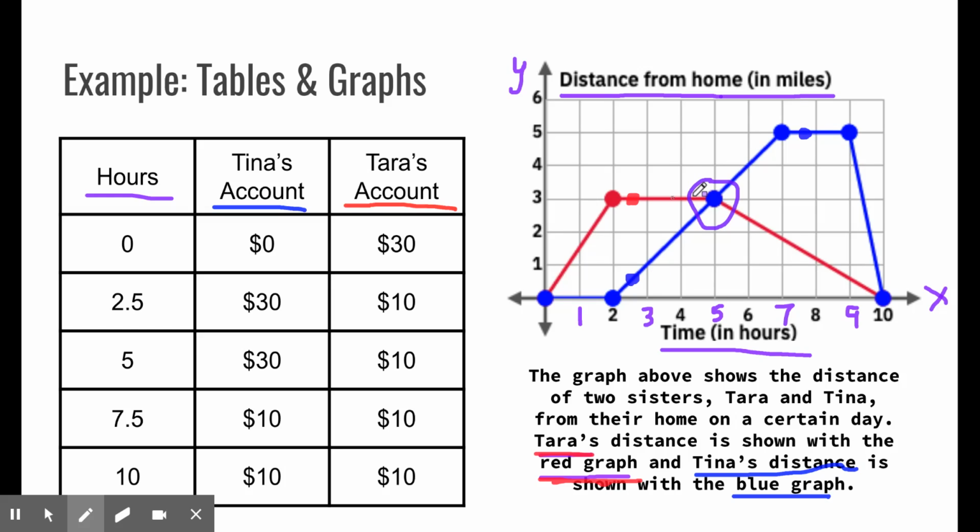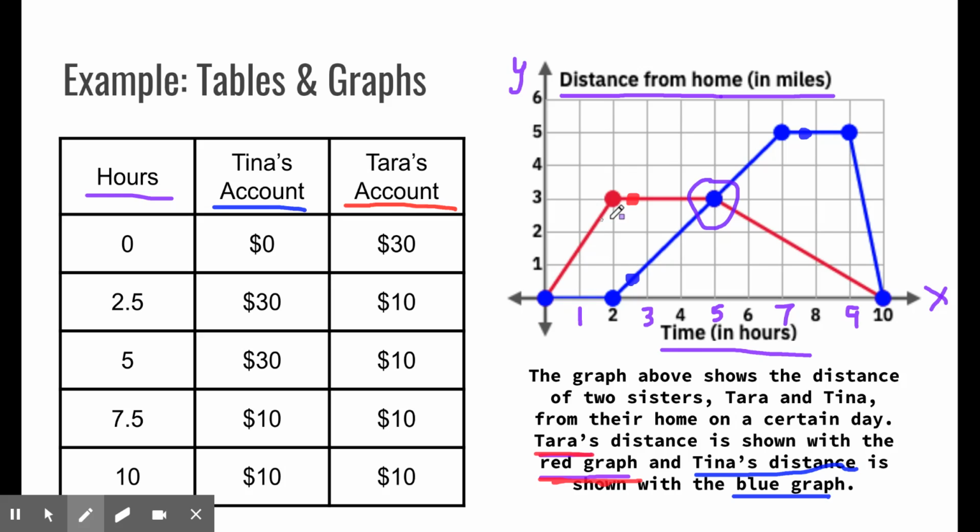Maybe, like I said, Tara might have been at the movie theater. Maybe as Tina was making her way over to her friend's house, she passed the movie theater. And so maybe she and Tara saw each other here. But that's not necessarily what happened, because all that we know is that their distance from home was 3 miles. That could have been 3 miles in the opposite direction.